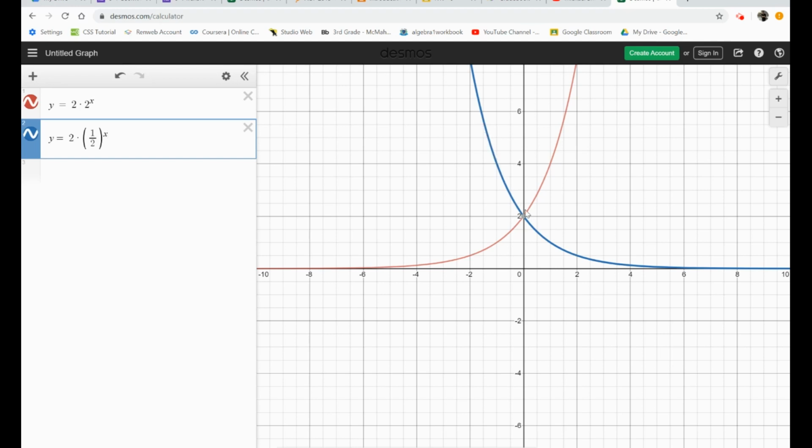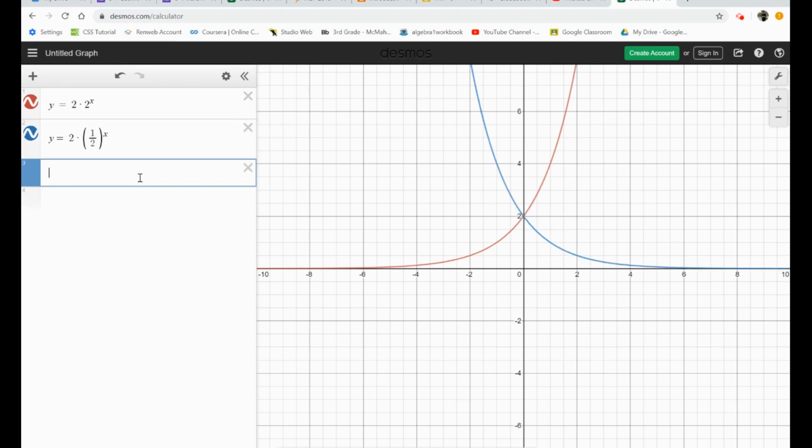It's actually getting smaller over time, while the exponential growth equation is getting bigger. They both have the same y-intercept of 2. So if we plug in 0 for x, anything raised to 0 is 1, and 2 times 1 is 2. So we will get (0, 2).